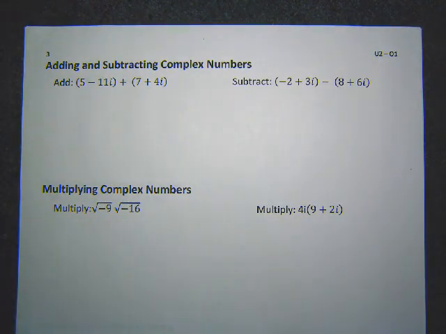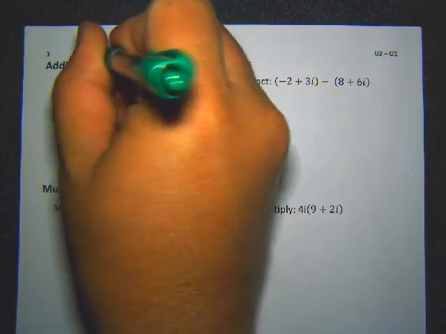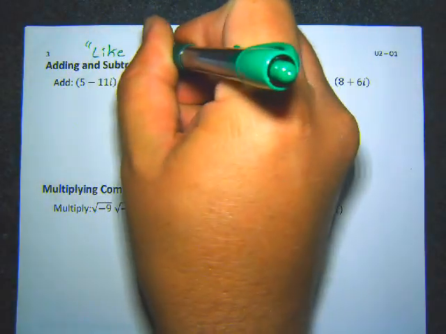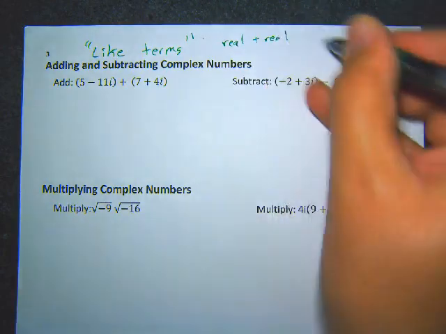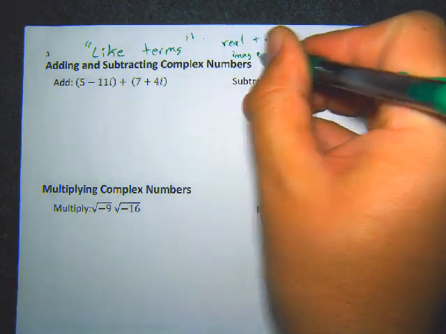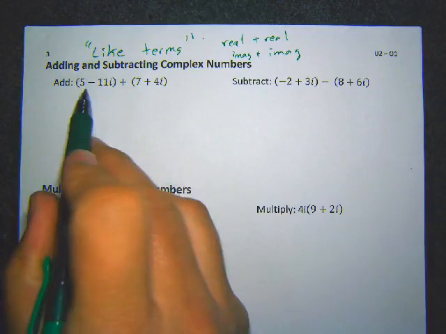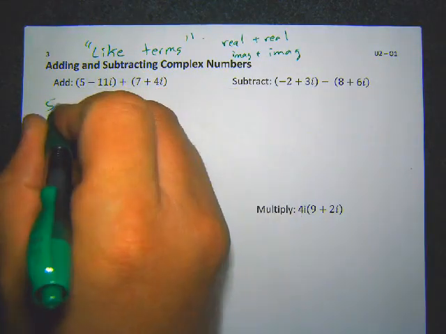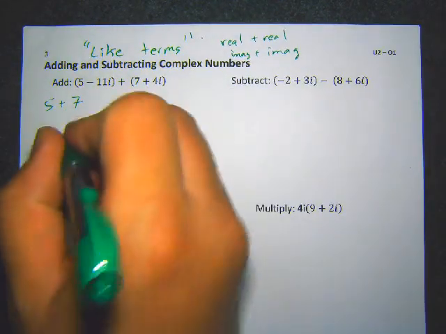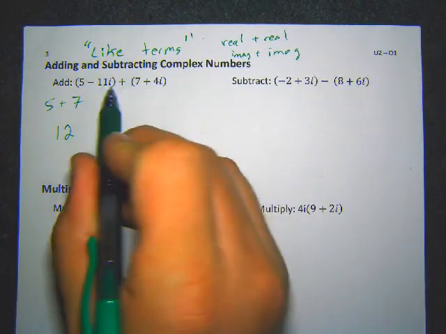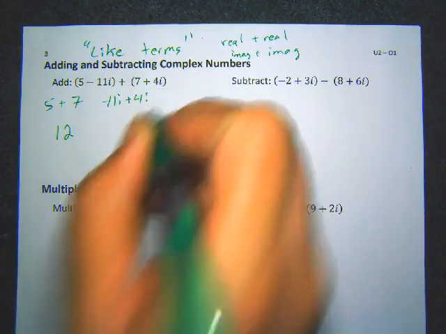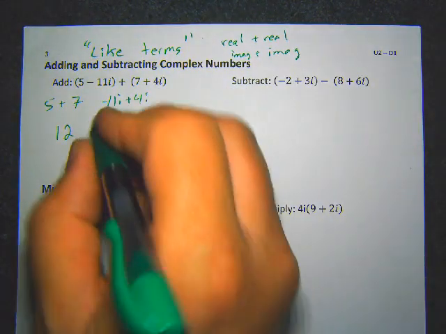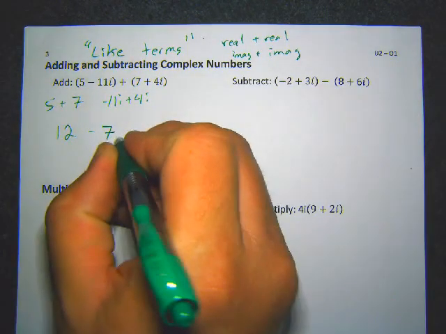You can almost think of them as like terms. I know they're not quite like terms because there's no x's there, but they kind of are like terms. We're going to add the reals plus the reals, and we're going to add the imaginary plus the imaginary. So we're going to take the real components, 5 and 7, and add those together. 5 plus 7 gives me 12. We're going to take the imaginary components, the minus 11i and the plus 4i, and put those together. Well, negative 11 plus 4 still gives you a negative 7, so we end up with a minus 7i.